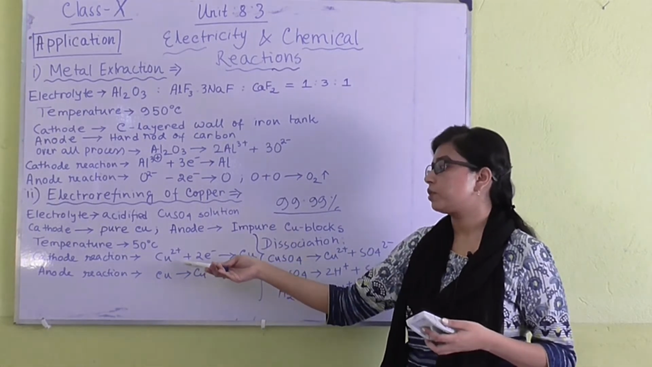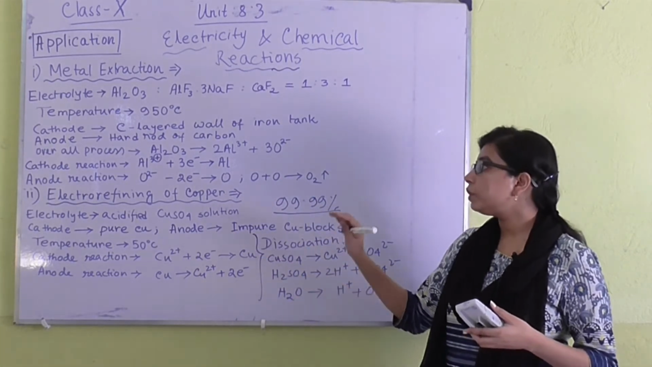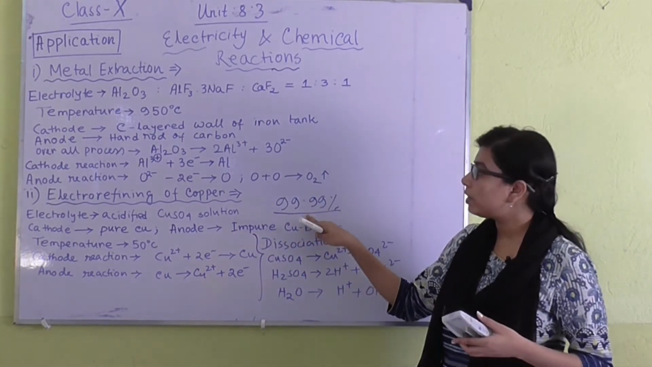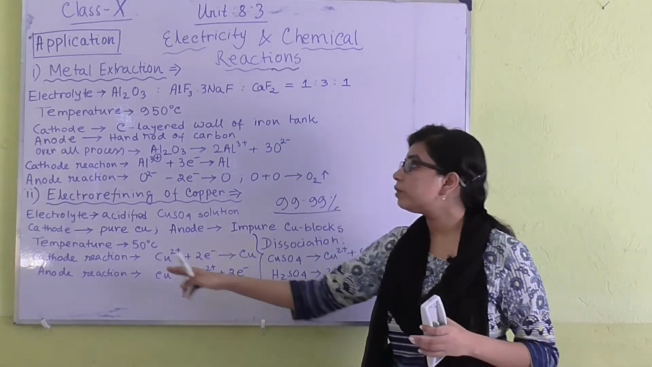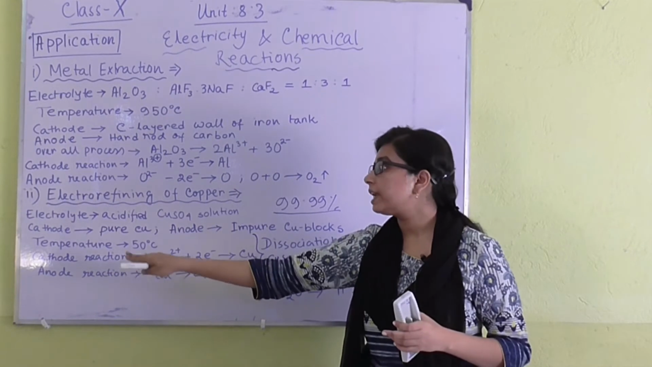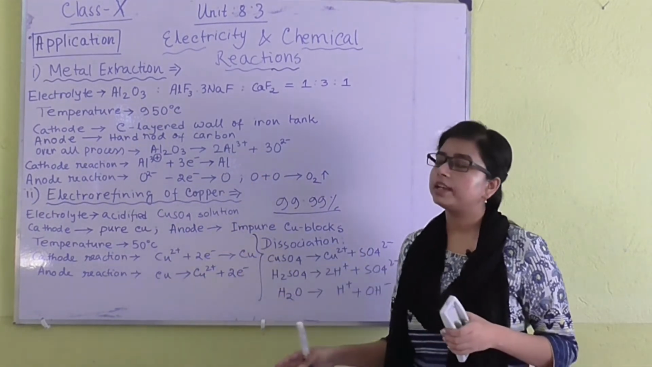For further reduction. So by this process we can get pure copper as much as 99.9% pure, and all this pure copper will be deposited over the cathode. We can get this pure copper from the cathode. So that's why this is the electro-refining process.